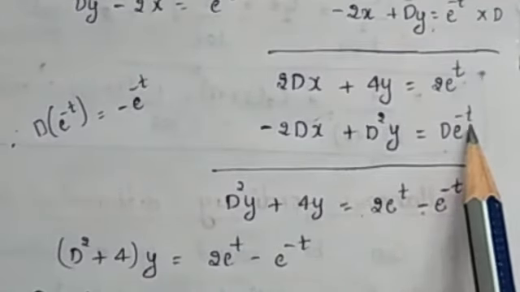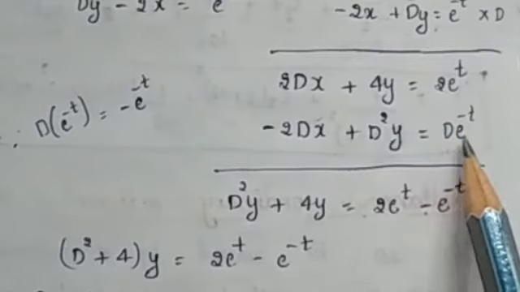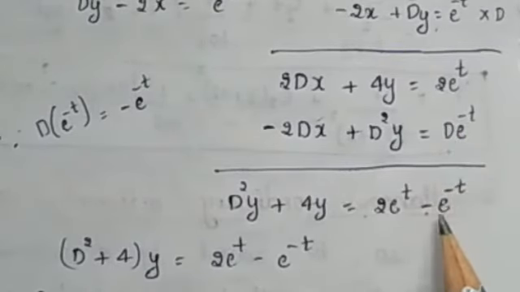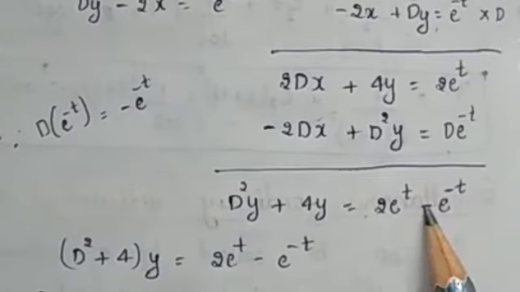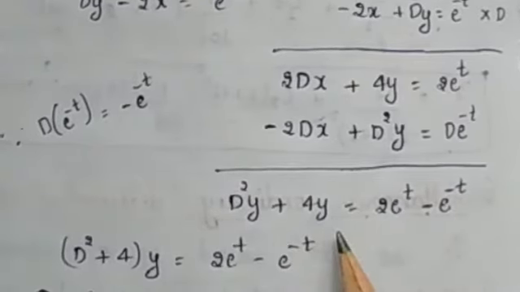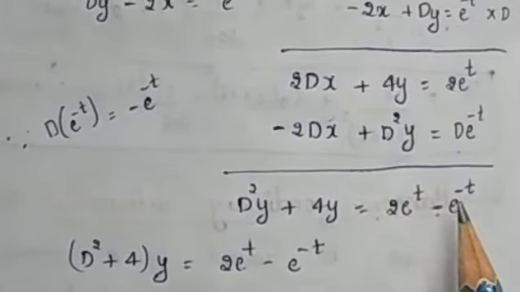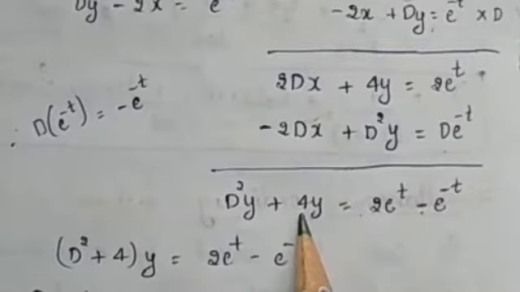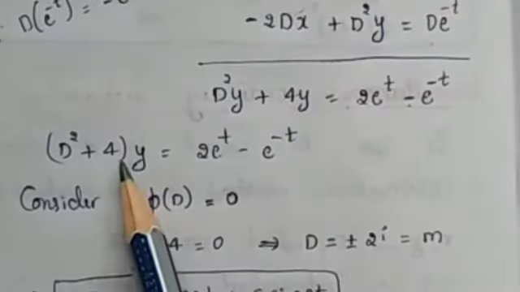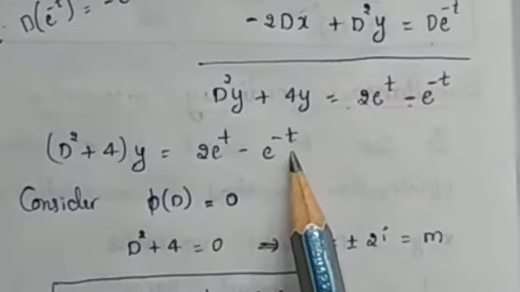D e^(-t) is nothing but the differentiation of e^(-t). The differentiation of e^(-t) is e^(-t) into minus. So totally you get D^2 y + 4y = 2e^t + e^(-t). Then you take y as common, and you get (D^2 + 4) y = 2e^t - e^(-t).